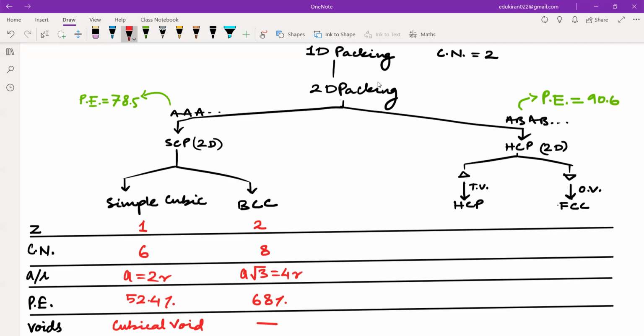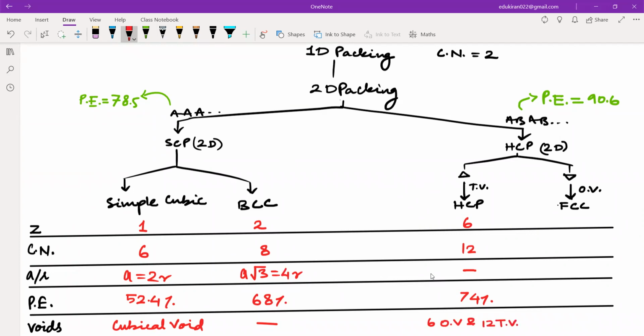In HCP, what is the Z? We learned it just now. What is the Z here? What happened? We just did it, you must have written it. How much is it? 6. 6, right. Coordination number is 12. Relationship between A and R: there is no A in this, A, B, C are all there, so we don't have to remember the relationship between A and R for HCP. What is the packing efficiency? 74%. And then we have 6 octahedral voids and 12 tetrahedral voids.